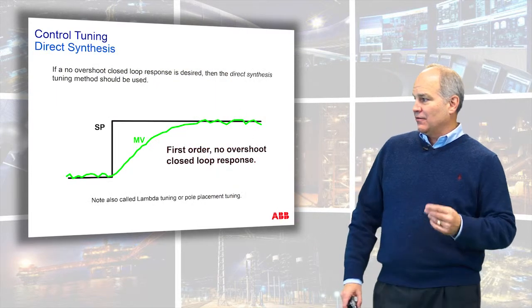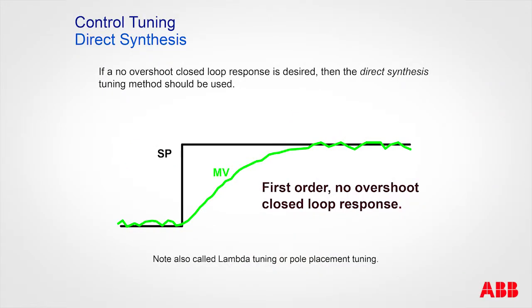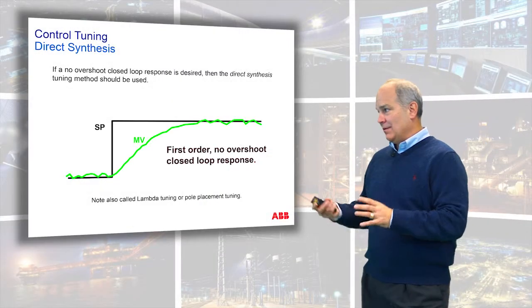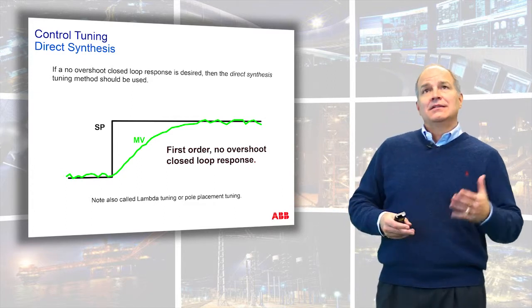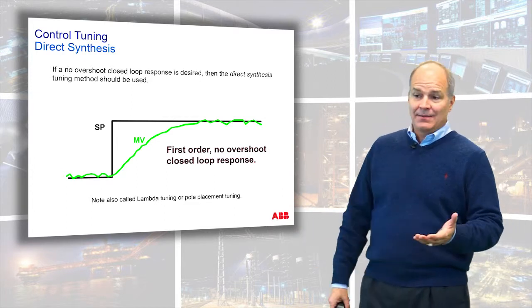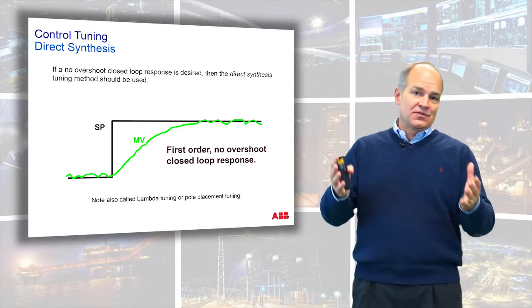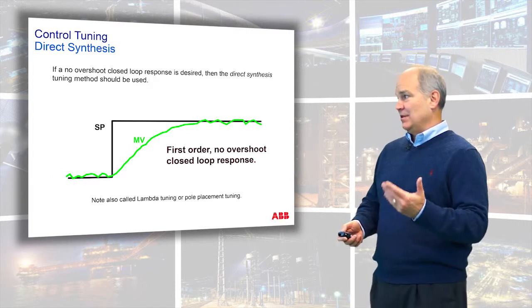The first one here is called a first order process, or a no overshoot. In other words, I change the set point and the process comes right up to it. We're trying to figure out how to come up with tuning parameters to make that happen. This is the one that I like to use. It's a very stable tuning technique. They will refer to this as direct synthesis. Sometimes you'll have heard it referred to as lambda tuning or pole placement. Those are different names for virtually the same tuning technique. We're going to call it direct synthesis, but it results in no overshoot.